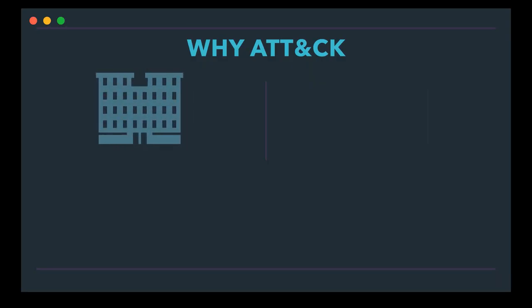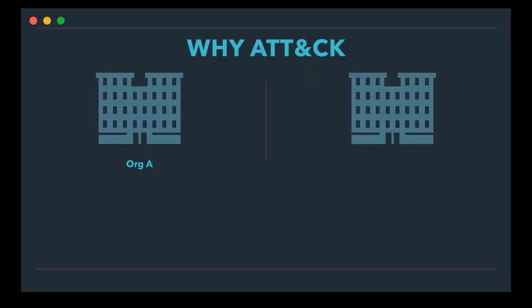So let's start by exploring why to use or adopt the ATT&CK framework. Let's have, for example, these two organizations, organization A and organization B. We will be checking how these two organizations will behave against some adversary attack. So let's say that we have an attacker that is trying to apply some malicious activities on our network, and he started doing this.